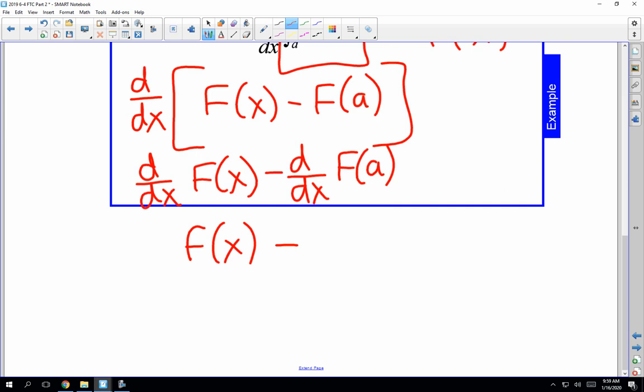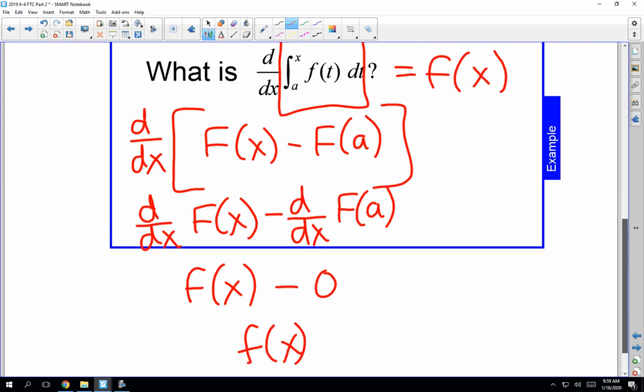Minus, what is d dx of f of a? 0. Always, it will always be 0, which leaves f of x. So are you convinced now that this is true? So d dx of the integral from a to x of f of t dt is f of x.